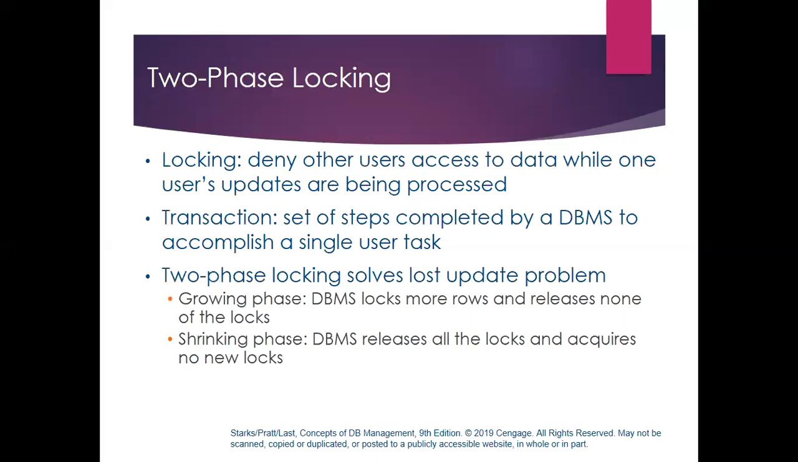The first phase is the growing phase, in which the database management system locks more rows and releases none of the locks. The second phase is the shrinking phase, in which the database management system releases all the locks and acquires no new locks. The two-phase locking approach solves the lost update problem.